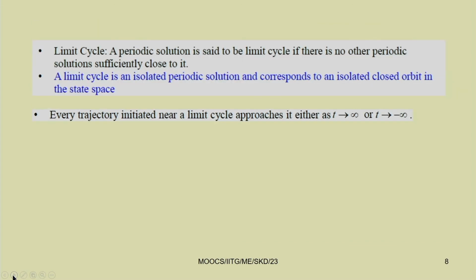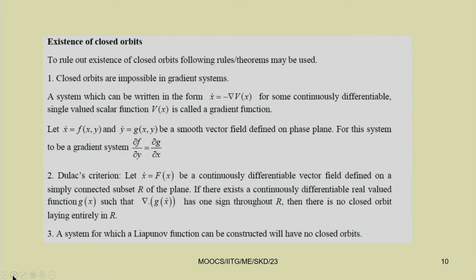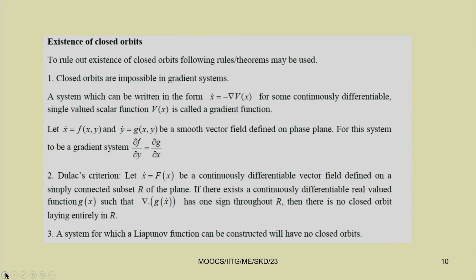In periodic response also, we have understood self excited systems like the van der Pol equation, where it leads to a limit cycle. Either you start from the outside or from the inside of the circle, it will always go to this limit cycle. Further, we can see what the conditions are for the existence of a closed orbit.